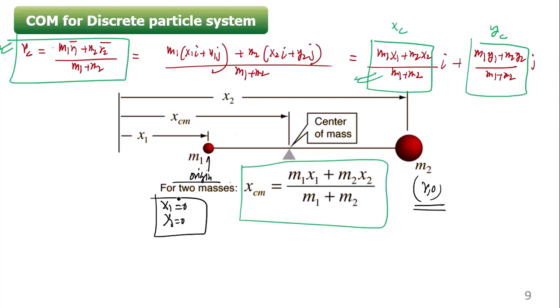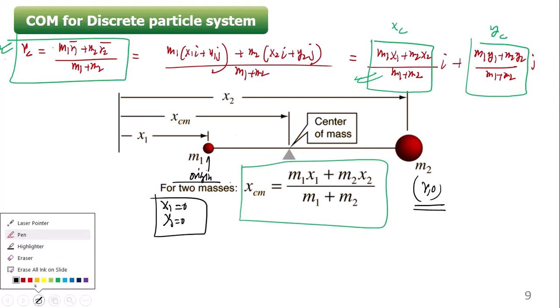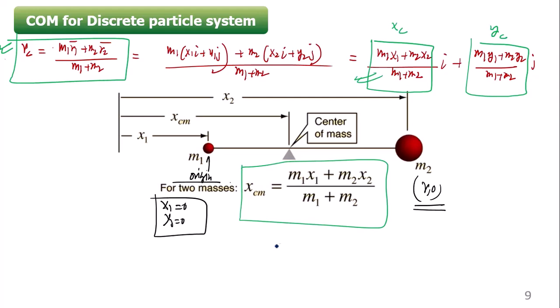If I apply this concept, we can simplify further: M1 into X1, and X1 is 0, so M1 into 0 plus M2 into R, divided by M1 plus M2. So that means the X center of mass is equal to M2 R divided by M1 plus M2. This X number is the position of the center of mass measured from M1 itself. This distance is called X2.